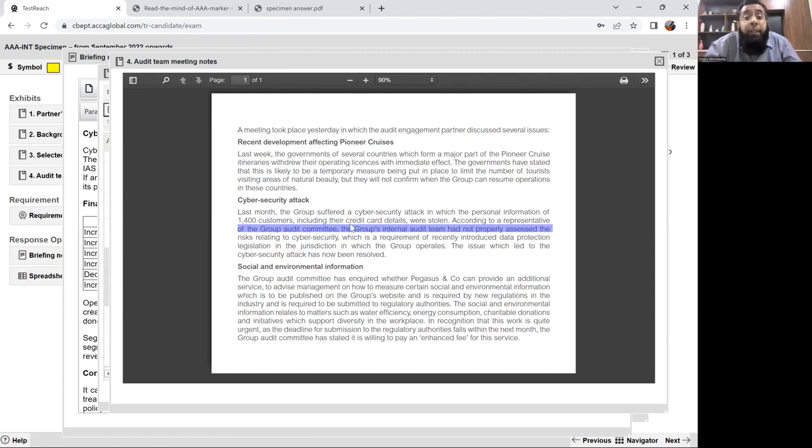They identified it when this incident happened. The internal auditors are also not working well, and the audit committee is also not working well. Okay, so this is a control risk.